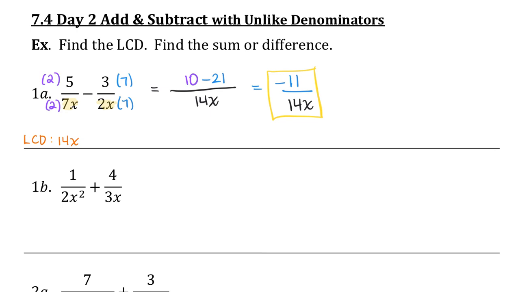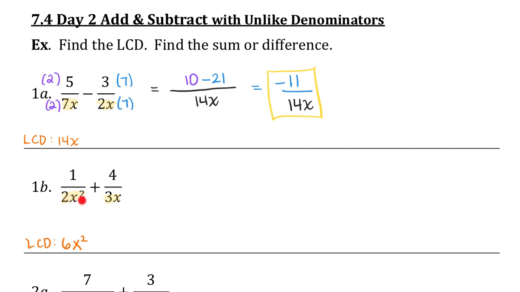Okay, let's look at the next one. For 1b, I have 1 over 2x squared plus 4 over 3x. The denominators do not match, or I would just add them. So let's consider between 2 and 3, what's the least common denominator? 2 and 3, 6. Between x squared and x, they both have x. I take the higher number of x's if they both have x's. So I need both fractions to have a denominator of 6x to the second.